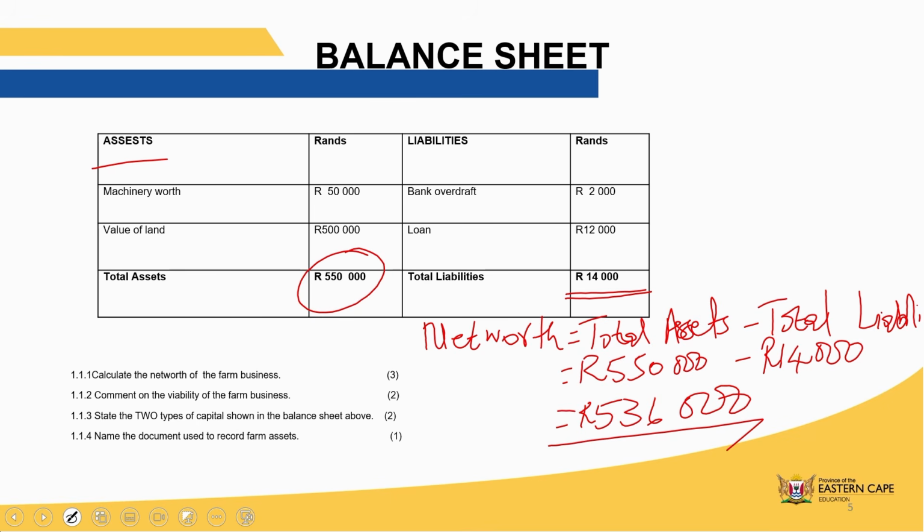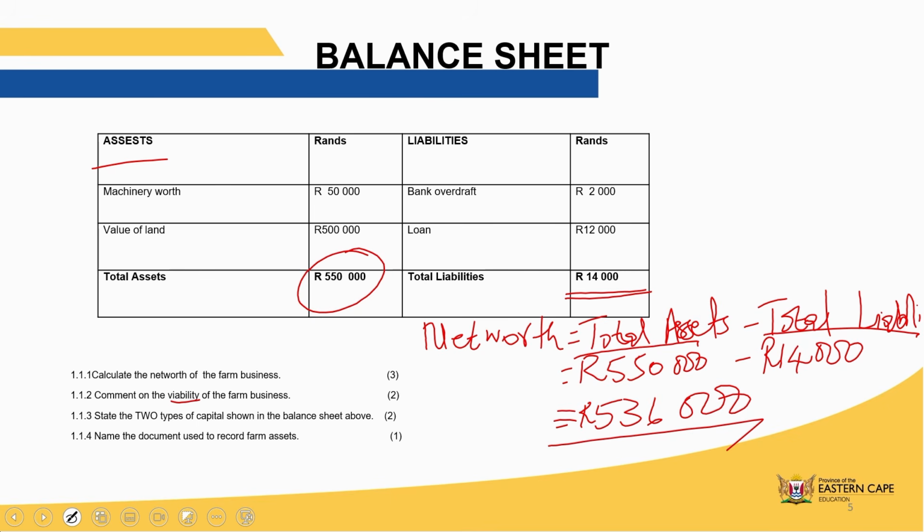The farm business is viable. Why do we say it is viable? Because the total assets are more than the total liabilities. But if the total assets were less than the total liabilities, the farm business will not be viable because we'll have a negative answer as our net worth.